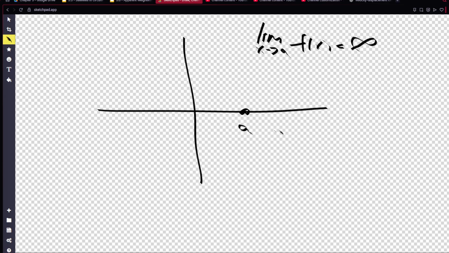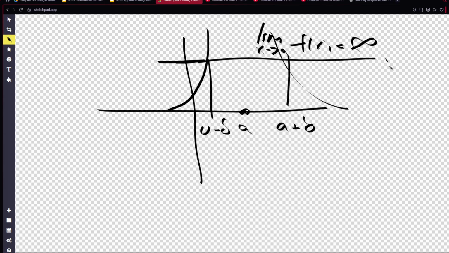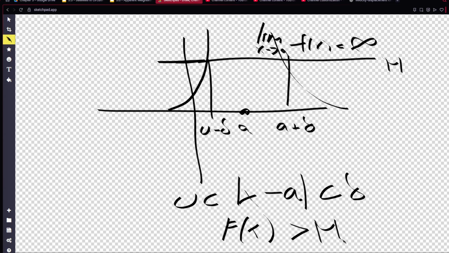That means a plus delta, a minus delta, and let's just say the graph looks something like this. Then there has to be a line M where x minus a has to be greater than 0, less than delta, and then f of x has to be greater than M. Because, yeah, that's just what it is.